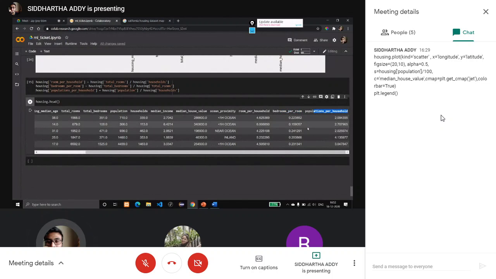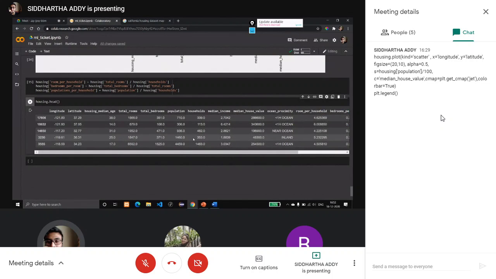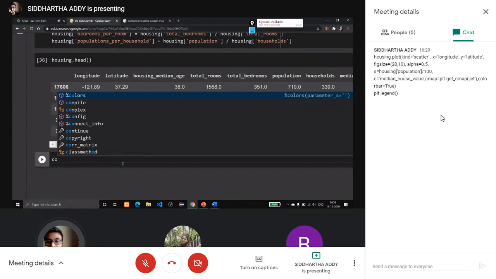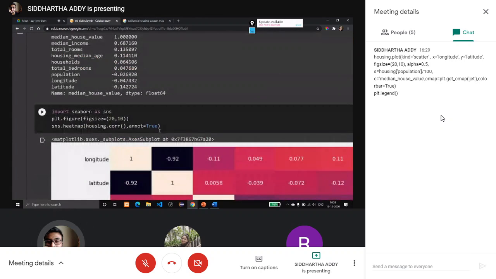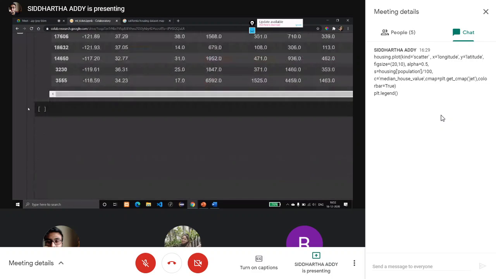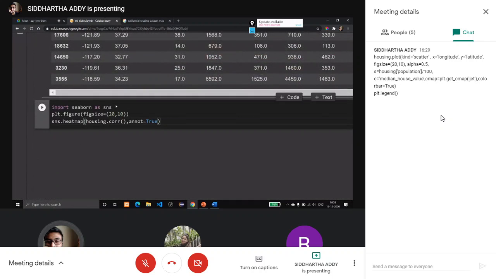But these are still numbers, right? We don't understand numbers again. So let's do the correlation matrix. Do you want to generate a heat map or should I generate a heat map? Okay, let's generate a heat map. It's more fun that way. Let's copy, paste. Don't run it twice, otherwise it will throw you an error. Okay, we are good, I guess.